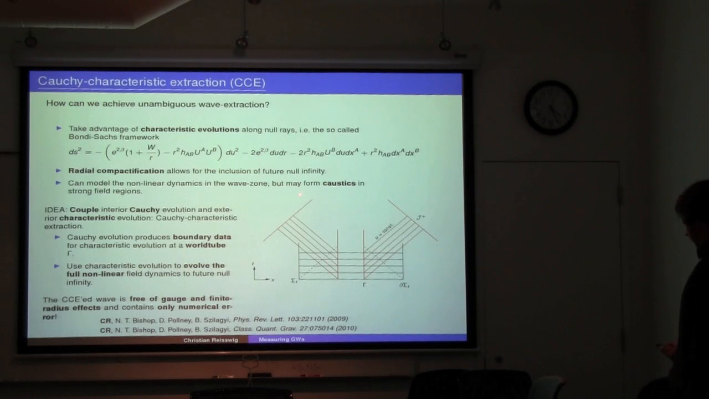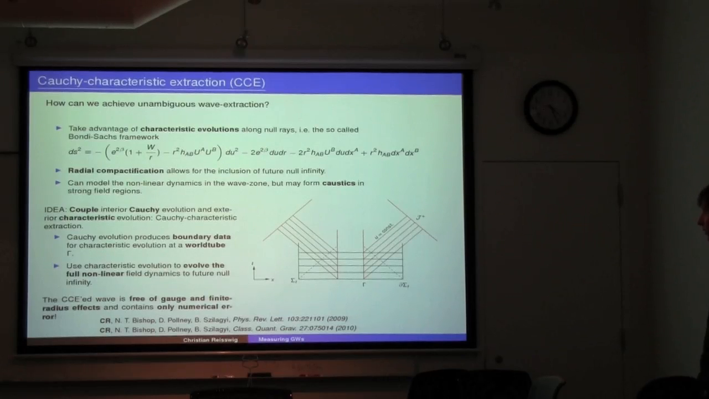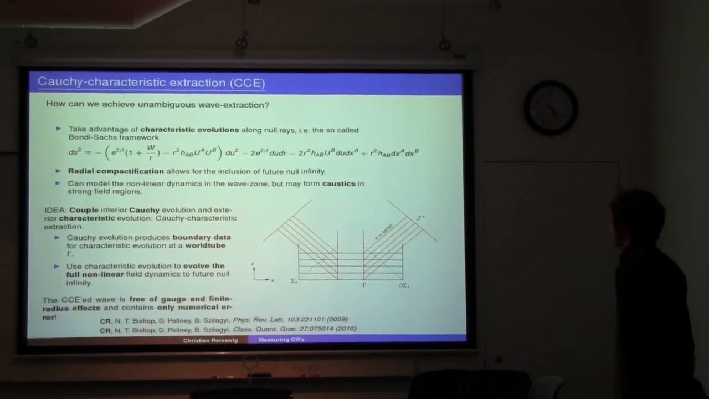The way out of this, so characteristic evolutions, therefore, is only really suitable for the far wave zone, where we are safe with these coordinate singularities. Coordinate singularities can, in principle, there are ways out of that. One can treat these coordinate singularities, but that's not implemented.